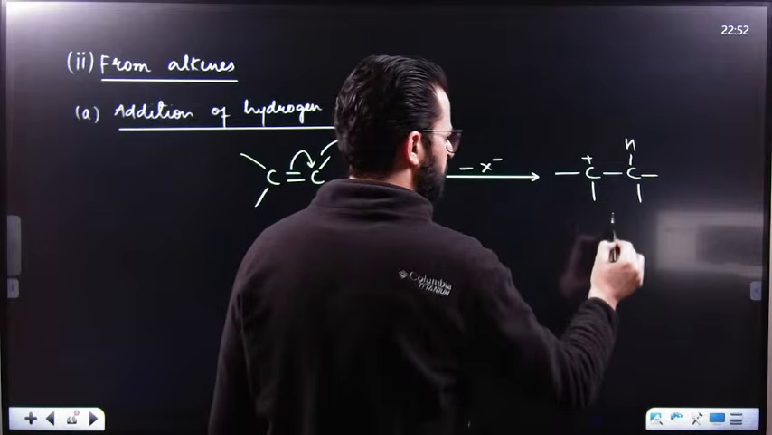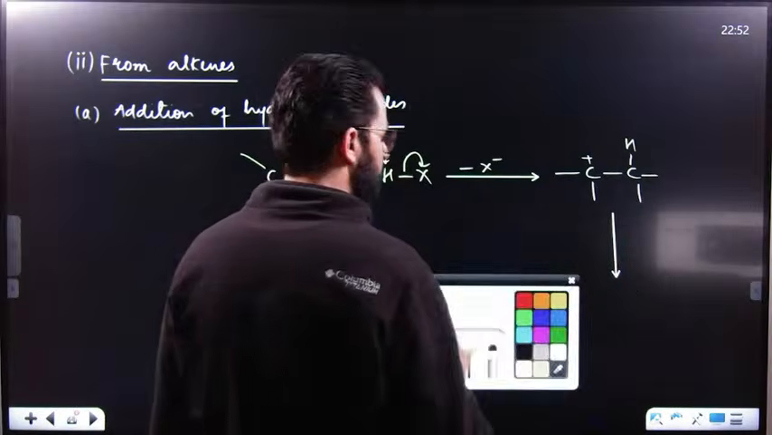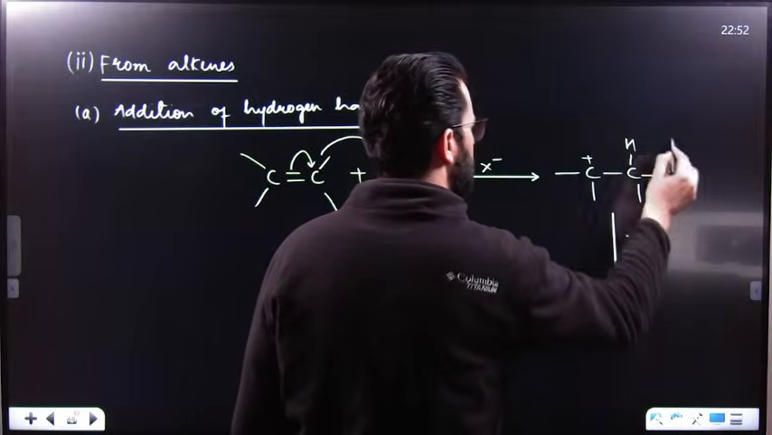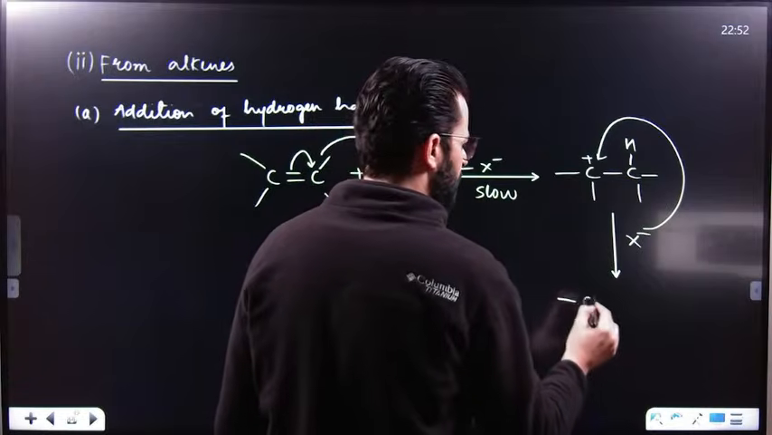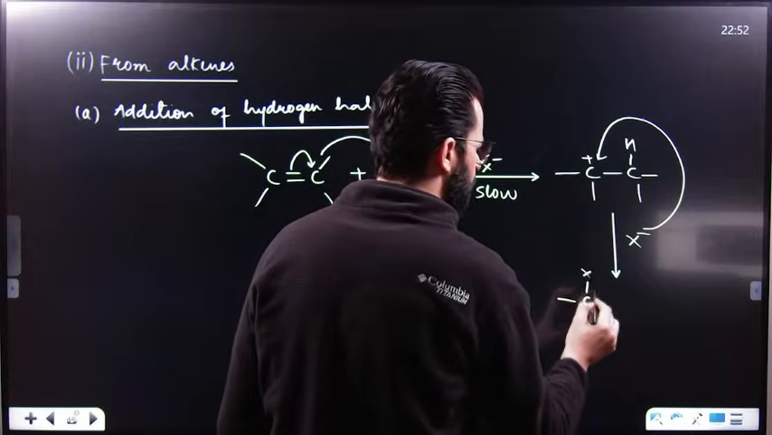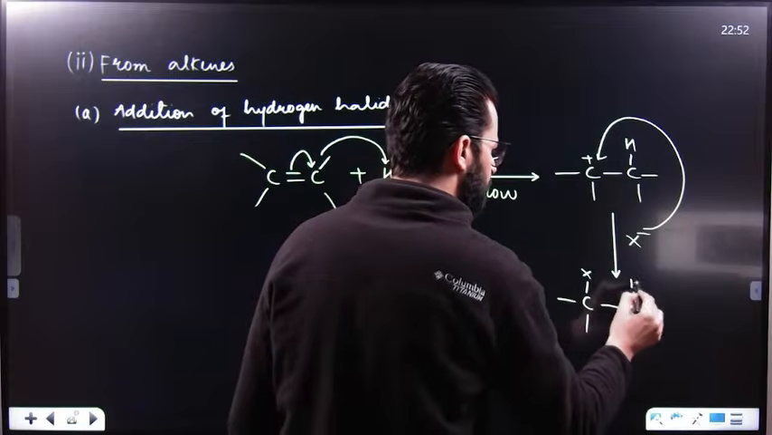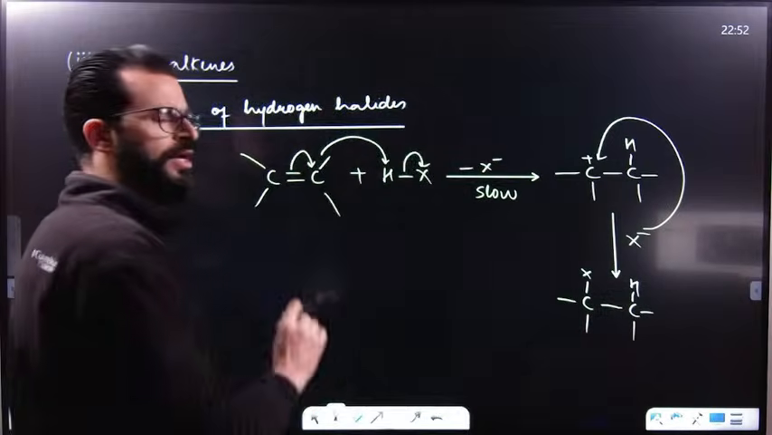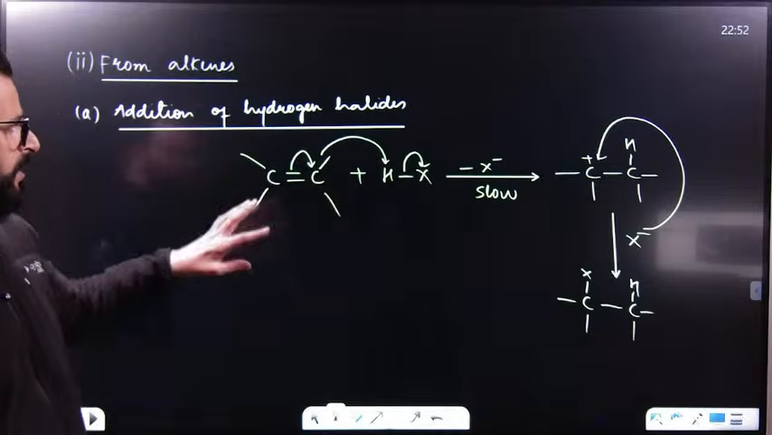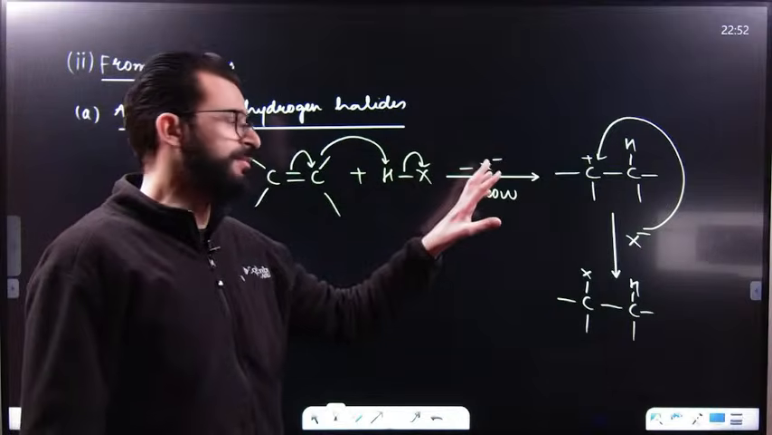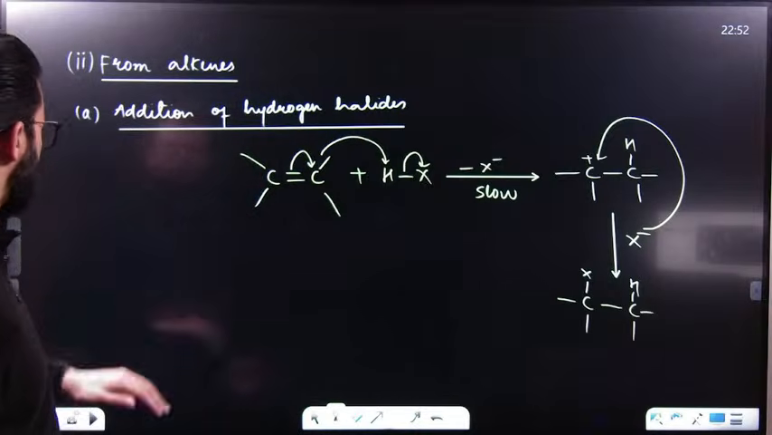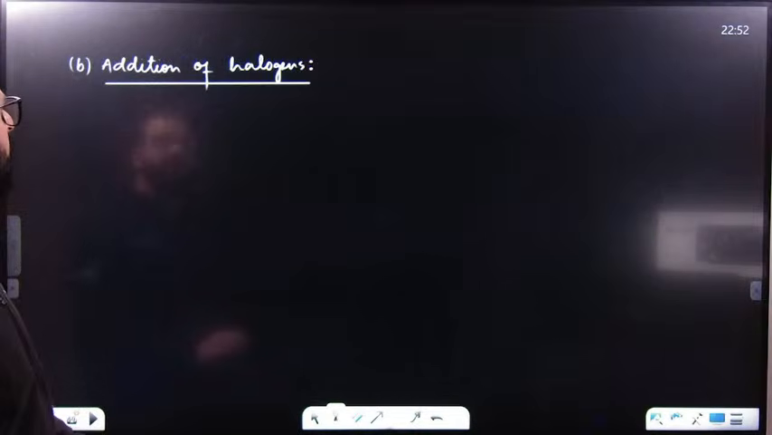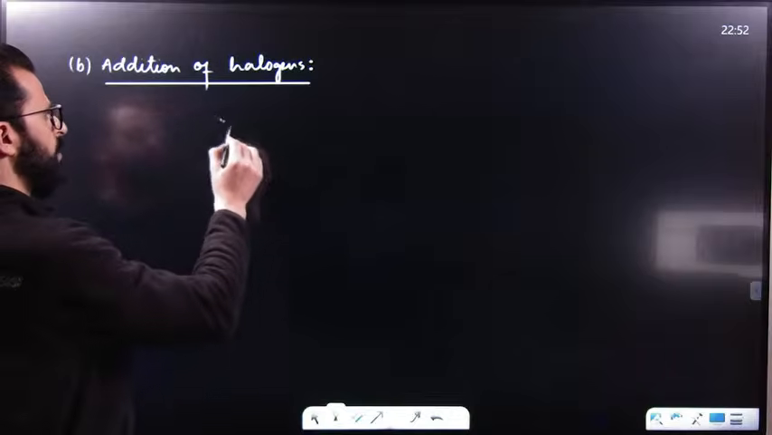Just after that, we have to check for rearrangement. If rearrangement takes place, then X minus will attack this, and this is the slowest step or rate determining step. Addition generally takes place according to Markovnikov's rule if an unsymmetrical reagent is added to an unsymmetrical substrate. Sometimes there may be rearrangement, and at that time a rearranged product will be formed. This is already discussed in hydrocarbons.